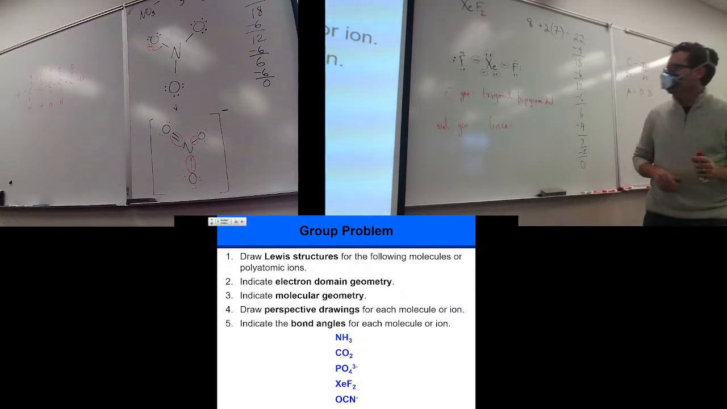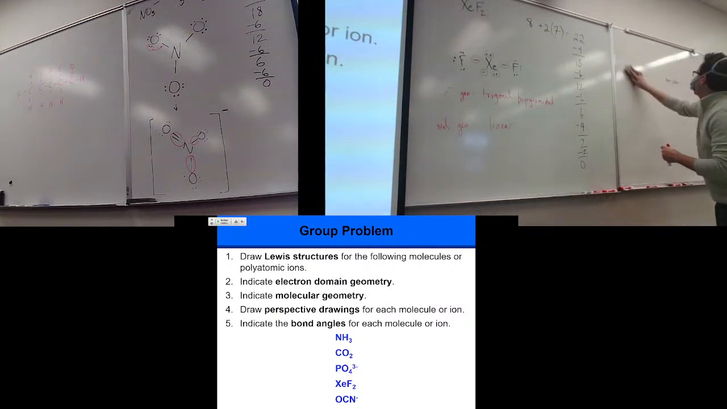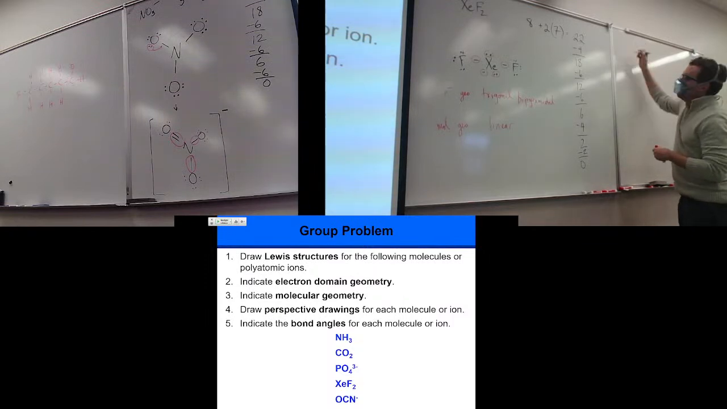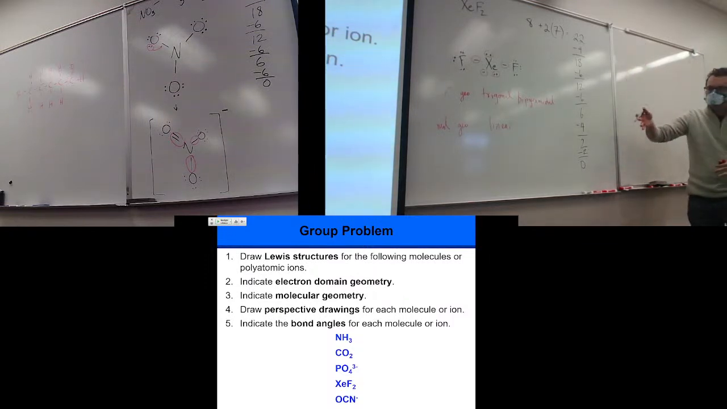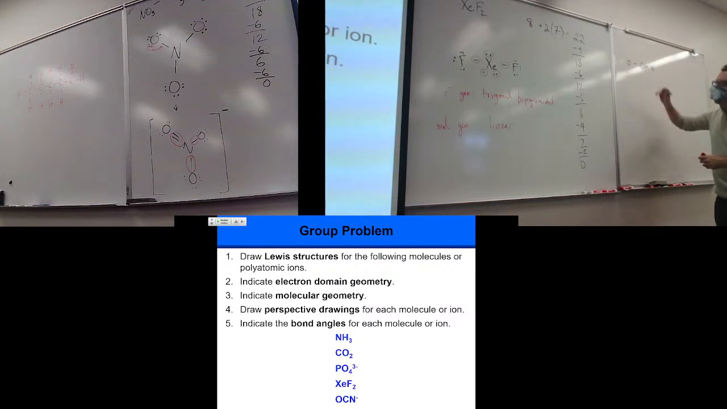I guess we can do OCN, because that's a good one to do next. Where the camera can see that one here. So OCN, this is one of those where it's written out the way it should be drawn out. Usually that's a clue. So I'm going to put the carbon in the middle, the N on one side, and the O on the other. So I've done the skeletal structure first.